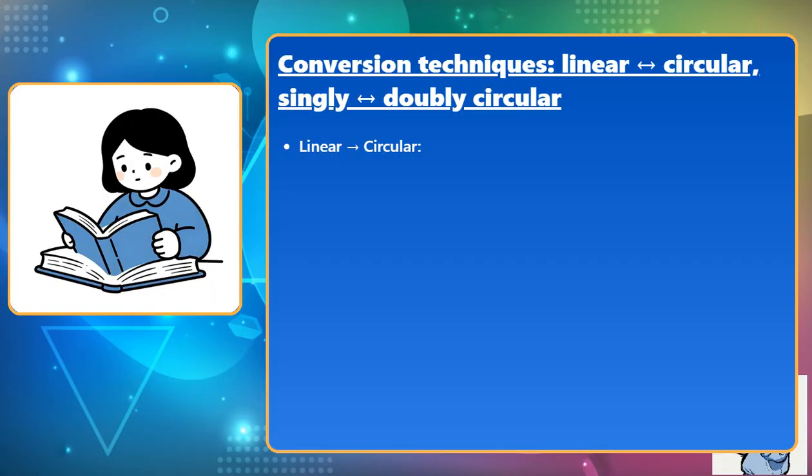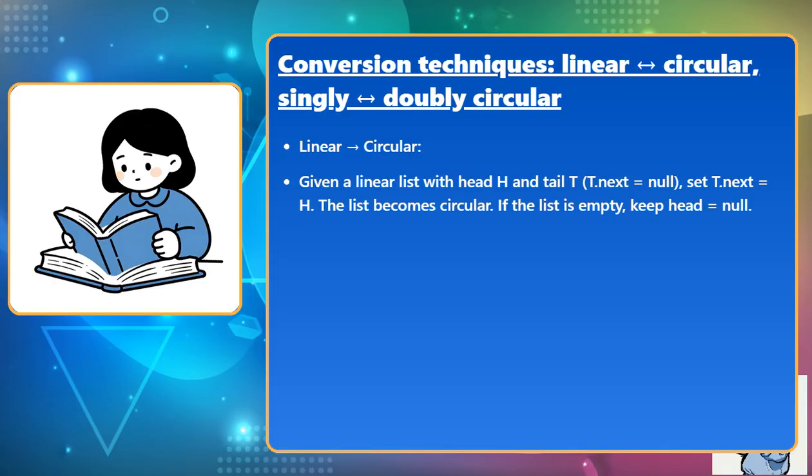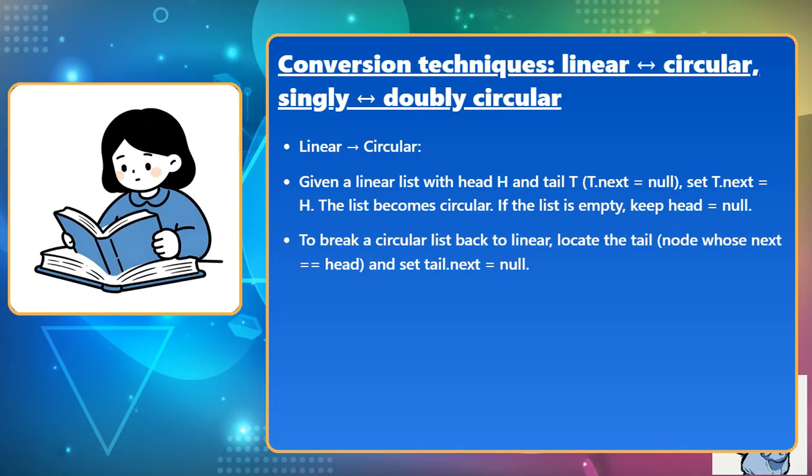Linear to circular. Given a linear list with head h and tail t, set t.next to h, and the list becomes circular. If the list is empty, keep head null. To break a circular list back to linear, locate the tail node whose next equals head and set tail.next to null.